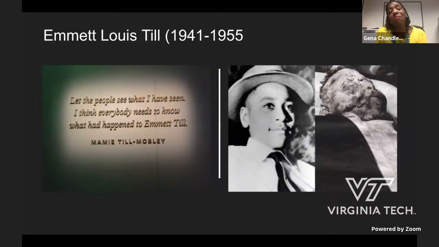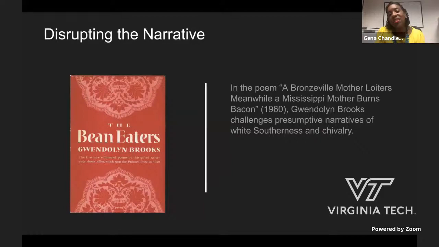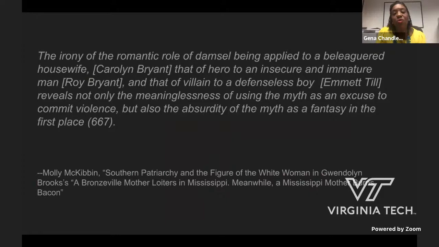In fact, the story of Emmett Till has imbued the literary history and imagination of African-American literature and other literary traditions. And we see it all throughout poetry, drama, and autobiography in writers as diverse as the ones that you see here. I'm drawn to think about Gwendolyn Brooks's poem, A Bronzeville Mother Loiters in Mississippi, Meanwhile a Mississippi Mother Burns Bacon, where she challenges presumptive narratives of white southernness and chivalry.